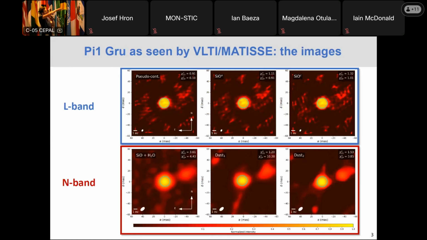In the top part, you have the L band images that show mostly molecules. So you have the pseudocontinuum here and different rotational-vibrational band heads of SiO here and here. And on the bottom side, you have N band images with still some molecular information at shorter wavelengths, and then the dust, which is mainly formed of alumina and silicates.